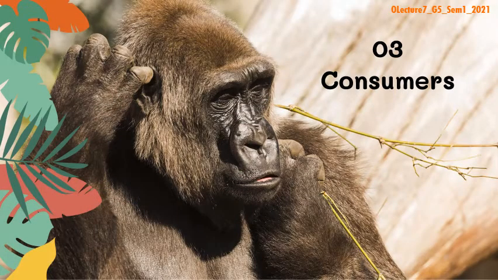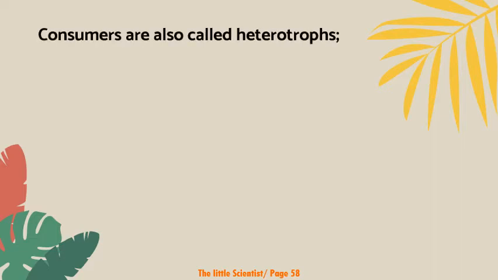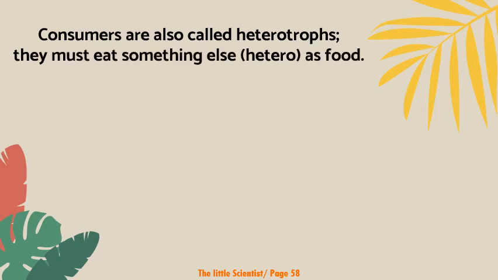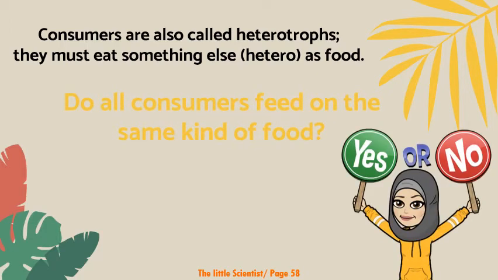Let's move now to talk about consumers. As I said in the beginning, like all living things, animals need to feed in order to live. Consumers are also called heterotrophs since they must consume something else, something hetero, as food. But do all consumers feed on the same kind of food? What do you think? No, they don't.